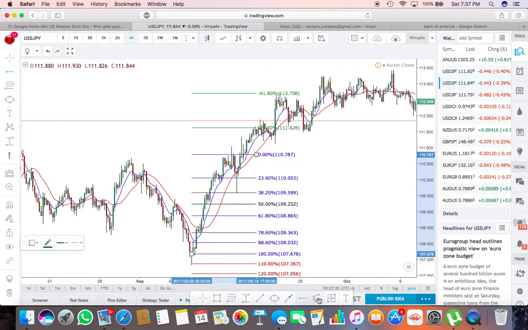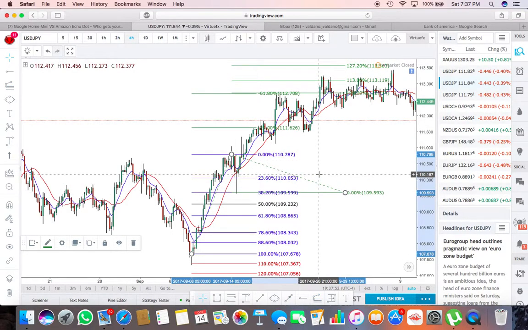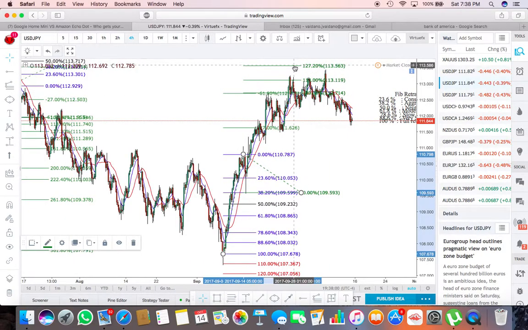So you get your extension tool, point A right there, to point B, which is right there, back to C, which is 38.2. Extension to 261.8. The market fell to reach the extension, but it's still not too late. It can reach it anytime.